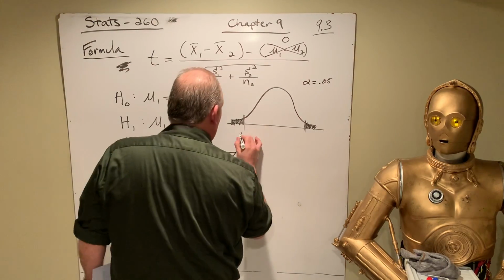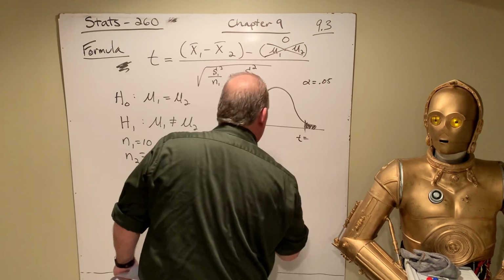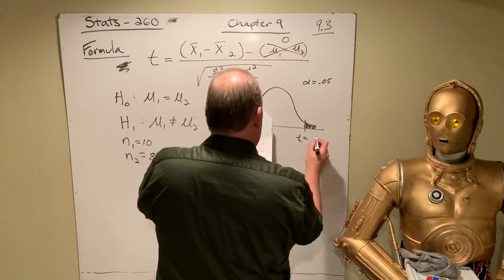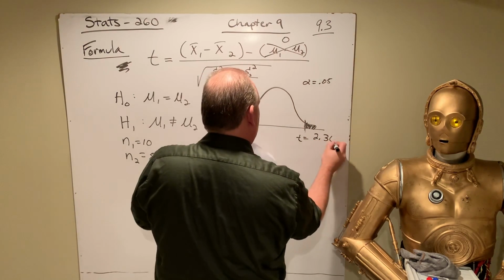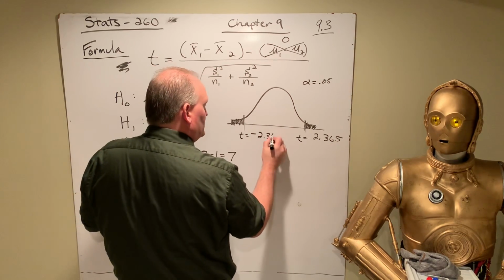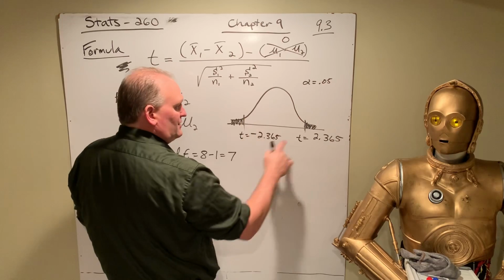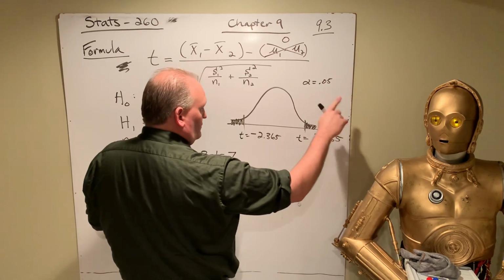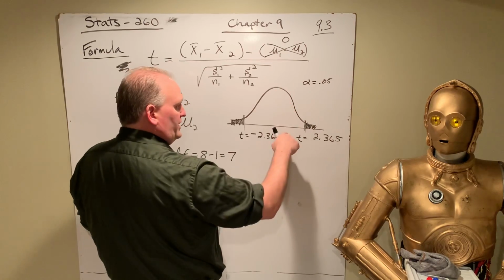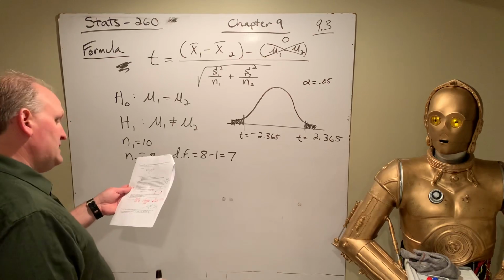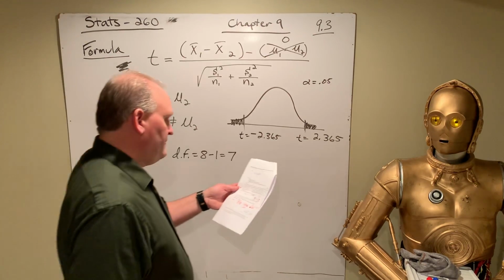So these ones, we cannot find the probabilities like we did on the previous chapters. So T is equal to 2.365. T is equal to negative 2.365. So we just have to use our T scores. And so if it ends up to be 5, then we'll reject. If it ends up to be 1.3, then we fail to reject. All right? So let's find out what it's going to turn out to be.